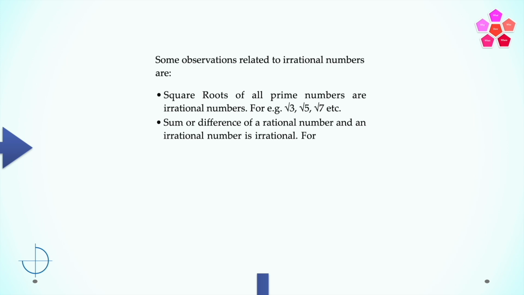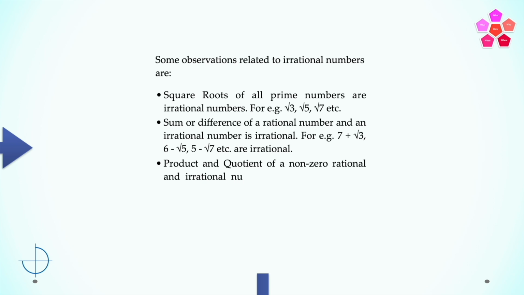For example, 7 plus root 3, 6 minus root 5 or 5 minus root 7 are irrational numbers. Product and quotient of a non-zero rational and an irrational number is irrational. For example, 3 multiplied by root 7 is equal to 3 root 7, or 4 root 2, 3 divided by root 5, or root 3 divided by 2 are all irrational numbers.